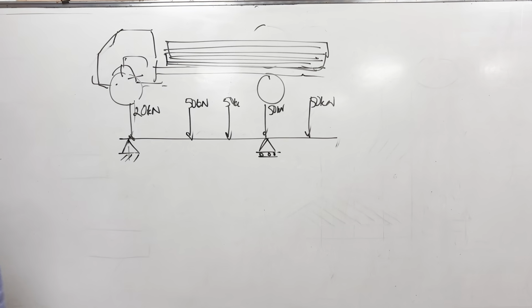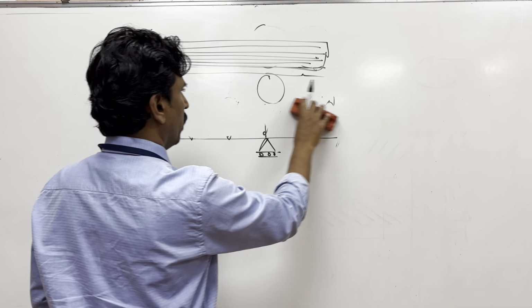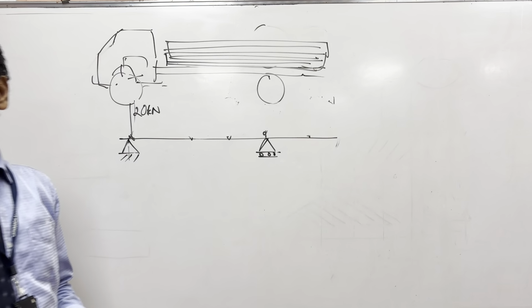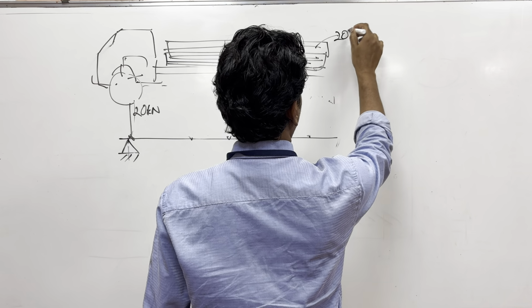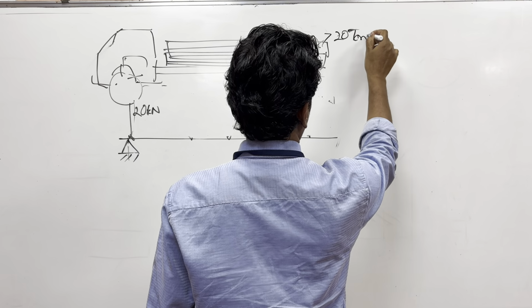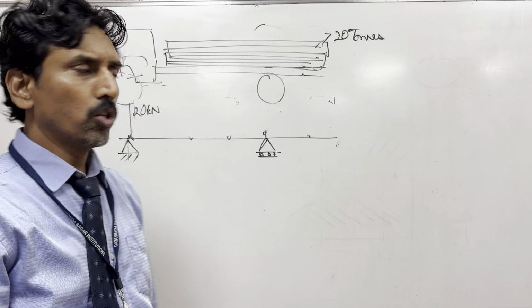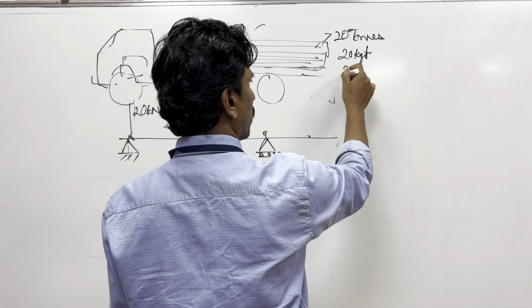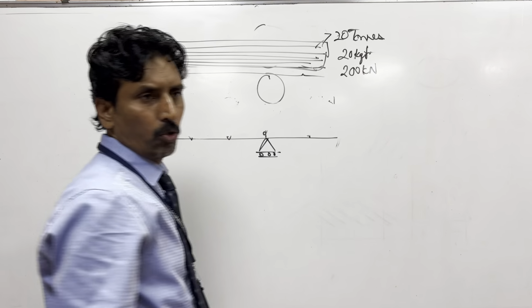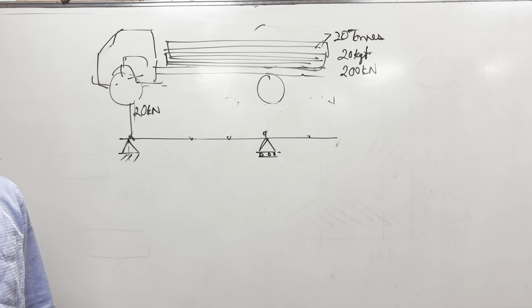Then how would you show the load? Here we showed it as point loads. Then how would you show this load? Now this whole sheet is like 20,000 kg, 20 tons. 20 tons is how many kgs? 20,000 kgs. 20,000 kg force is approximately equal to 200 kilonewton.